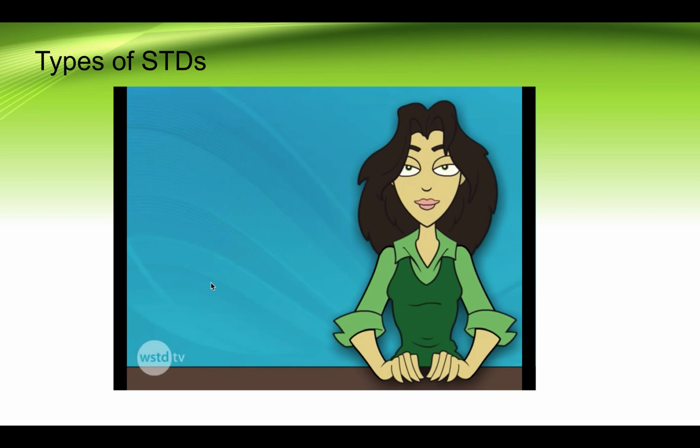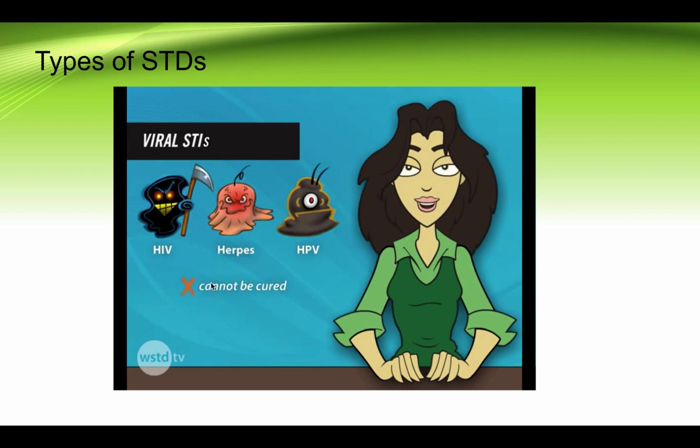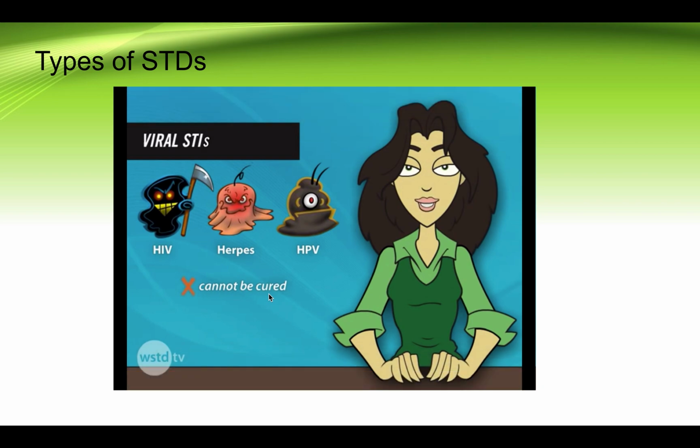A second type of STI is bacterial in nature. They include chlamydia, gonorrhea, and syphilis. They too are not fun, but they can also be cured. The third type of STI is viral in nature. These include HIV, herpes, and HPV. This last one causes genital warts and can cause cancer. Viral STIs cannot be cured, but their symptoms can be treated. If you get a viral STI like herpes or HIV, you will have it for the rest of your life. And the rest of your life is a long time. Definitely not fun. Thus, it is important that you learn how to prevent an STI.